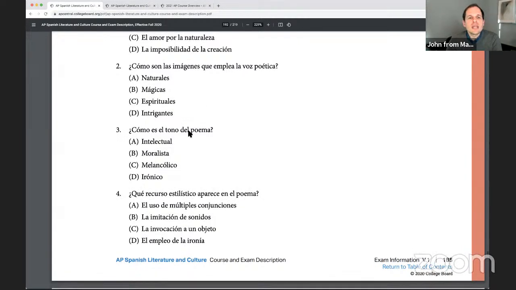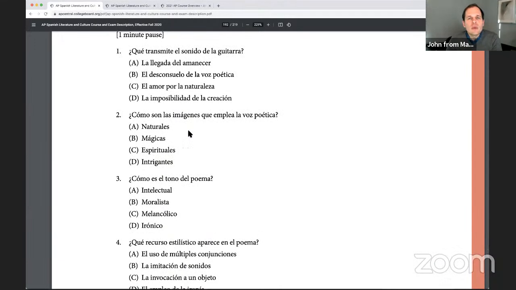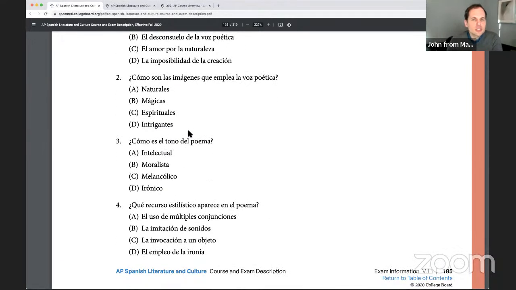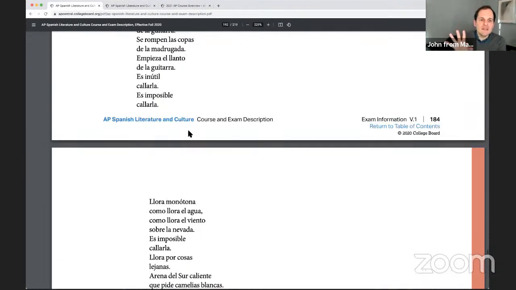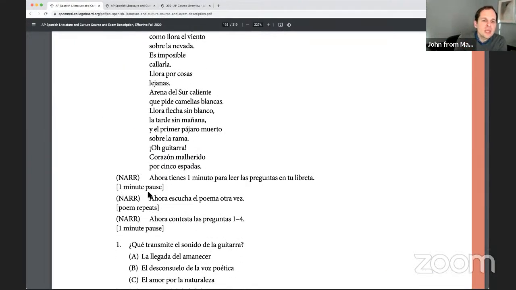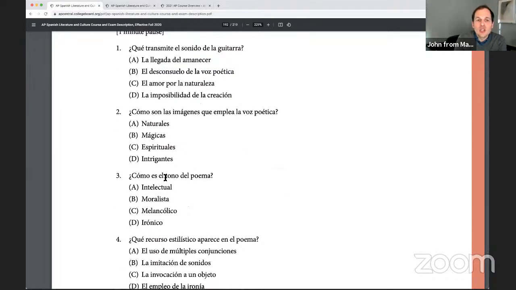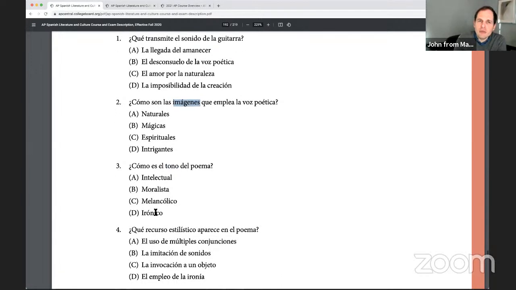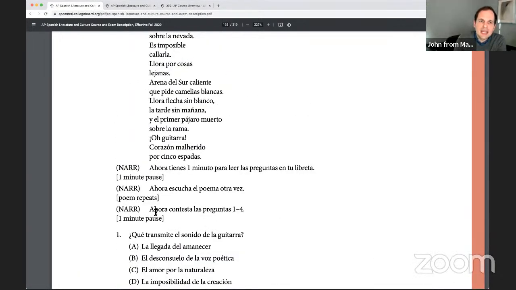This is really interesting because again, we're working with really simple and short questions. In that preview period, you definitely want to take advantage of this time, right? Before "ahora escucha el poema otra vez," you have "ahora tienes un minuto para leer las preguntas en tu libreta." So that 1 minute of working through these questions, you can write, if you're a bilingual speaker, just write that tone, images, try to process of eliminate your way through the first set and then listen again.